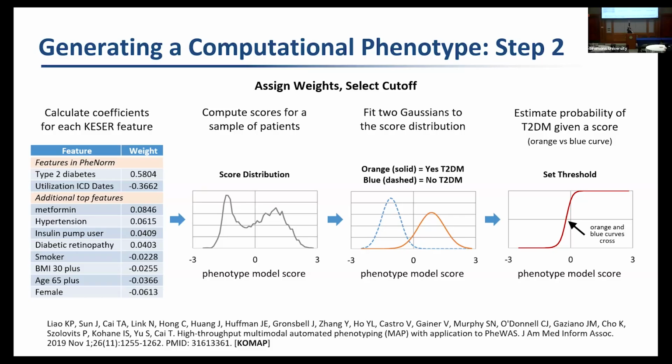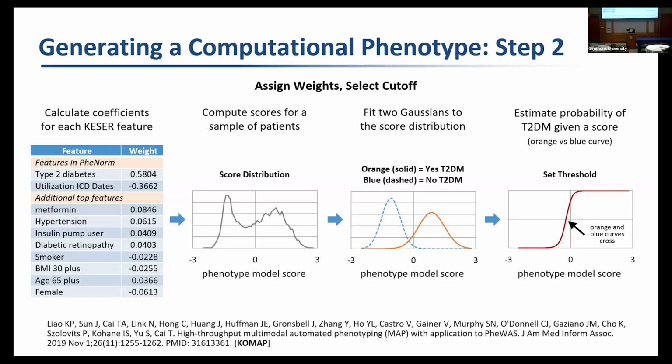So it gives me a positive weight for type 2 diabetes, meaning the more visits the patient has coded type 2 diabetes, the score goes up. The utilization, so the more total visits the patient has, the score goes down. Metformin boosts the score up a little bit. High BMI boosts it down a little bit. So you plug in all these different things for the patients, and you get a score.